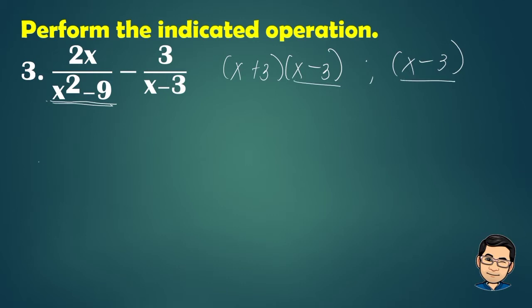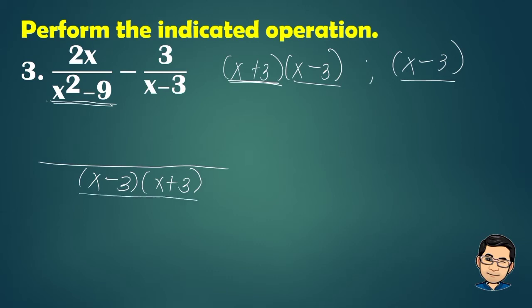So, isa siya sa mga LCD. And then at the same time, yung x plus 3. Now, itong x minus 3 times x plus 3, again, i-divide natin siya sa mga denominators. So, una muna dun sa x squared minus 9. So, kapag ang LCD na to, dinivide natin sa x squared minus 9, ang sagot is 1. Kasi kapag finactor natin ang x squared minus 9, lilitaw tong LCD. So, 1 times 2x, 2x, minus.